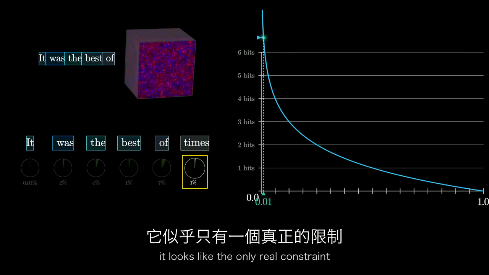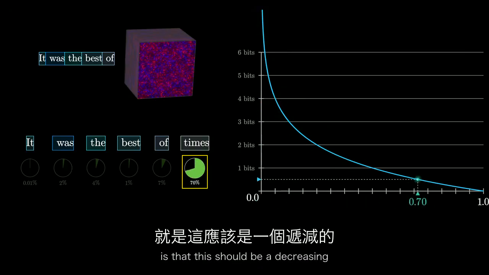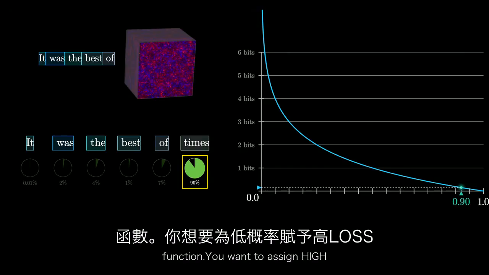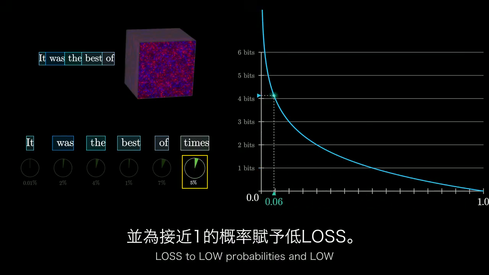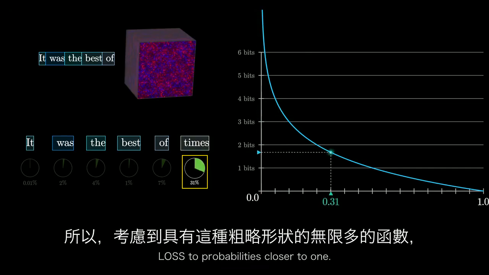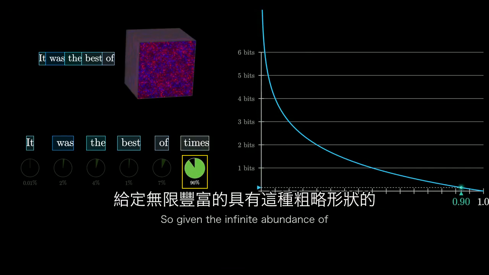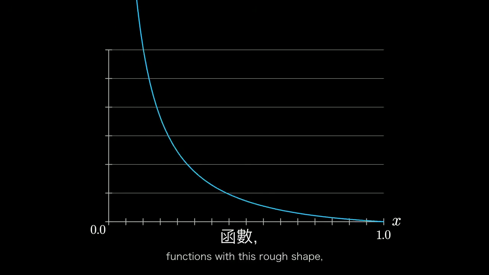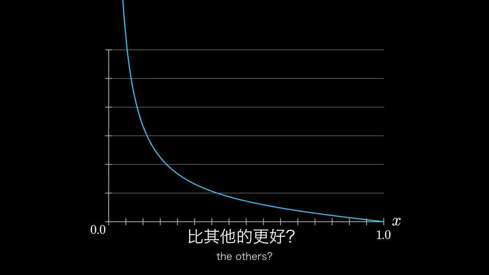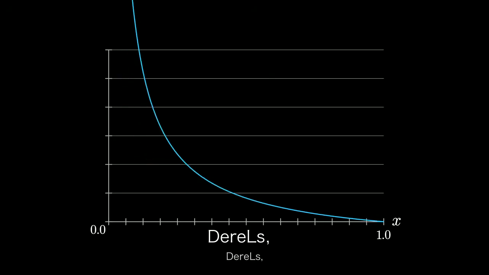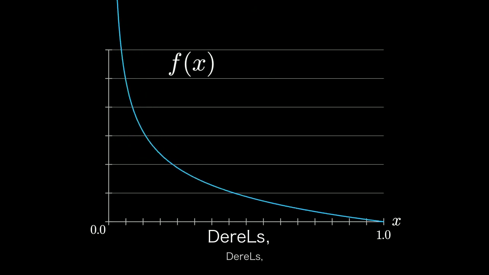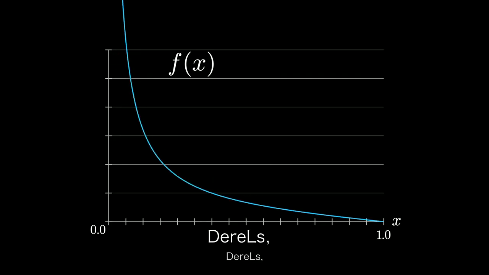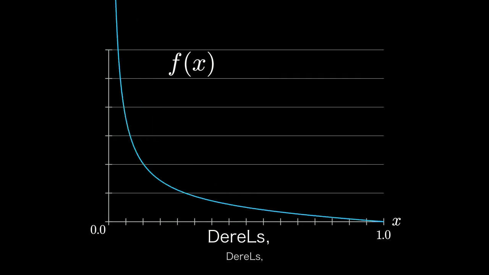Now, at first, it looks like the only real constraint is that this should be a decreasing function. You want to assign high loss to low probabilities and low loss to probabilities closer to 1. So given the infinite abundance of functions with this rough shape, what makes one of them better than the others? Let's say we don't know right now, so whatever choice we make, we're going to label it as f, and see if we can find some other property that we want f to have, something that might force our hand.